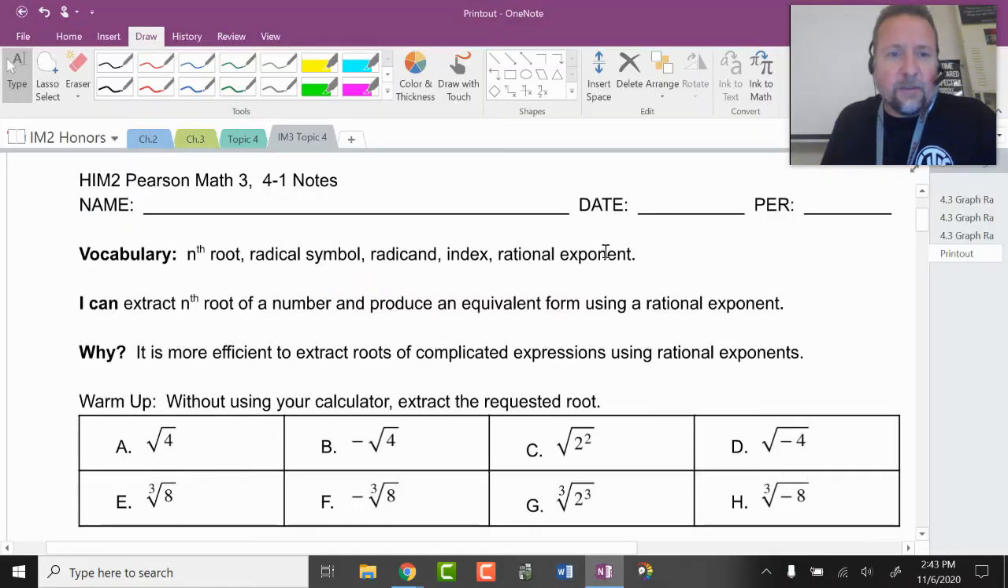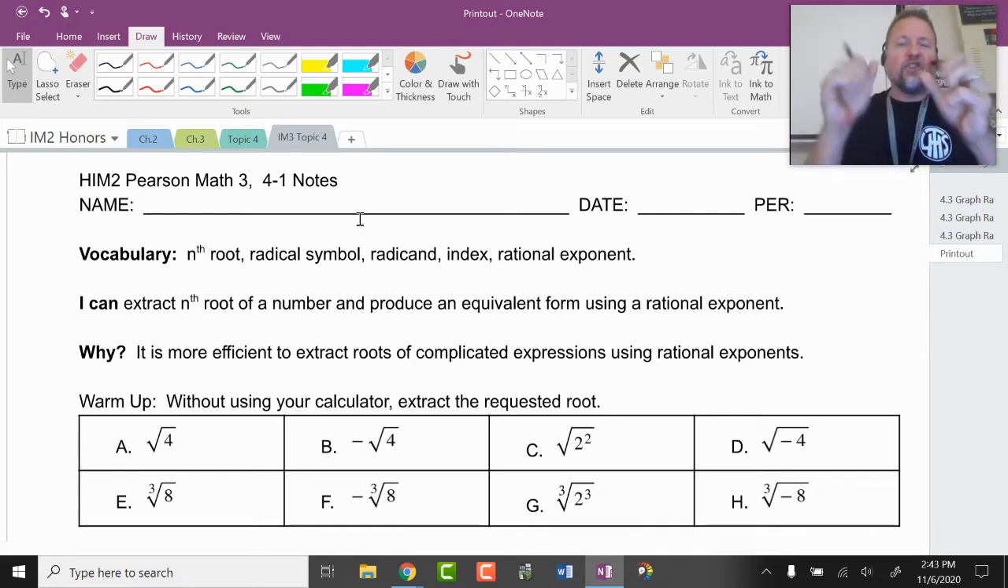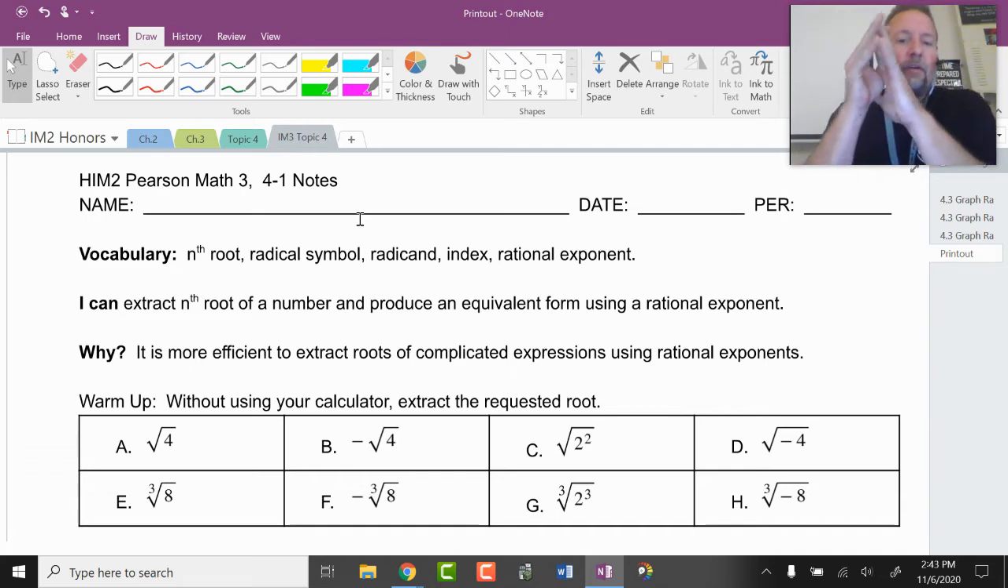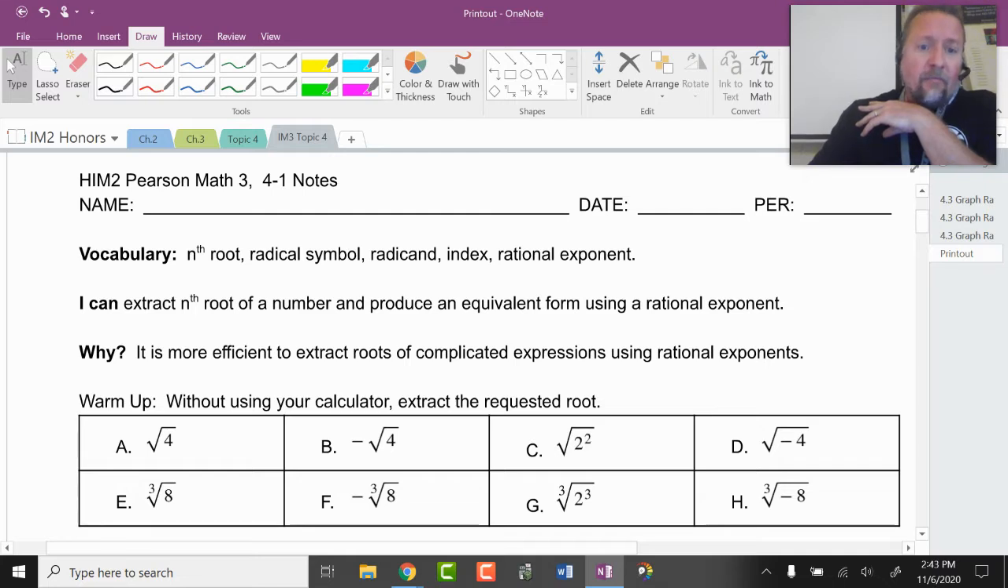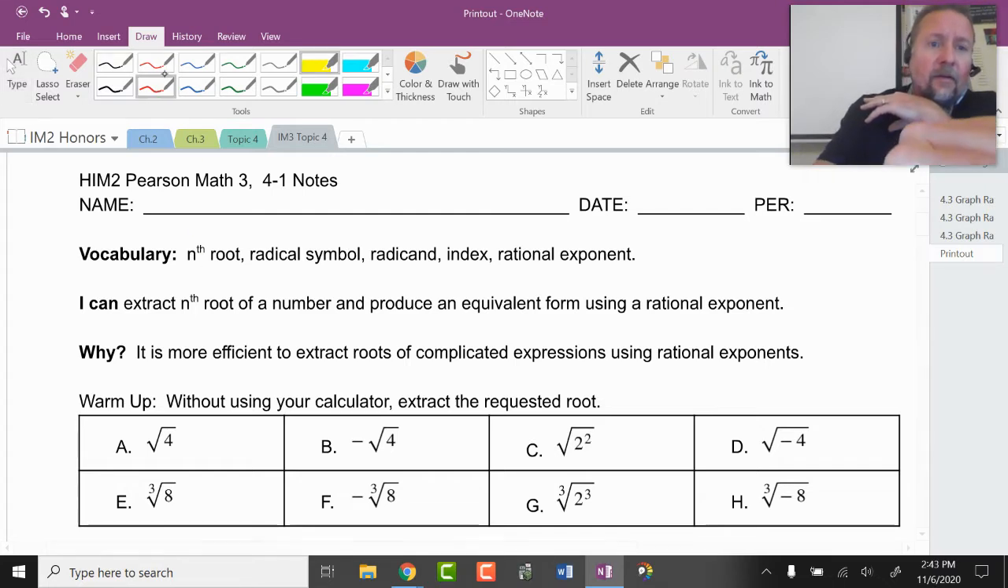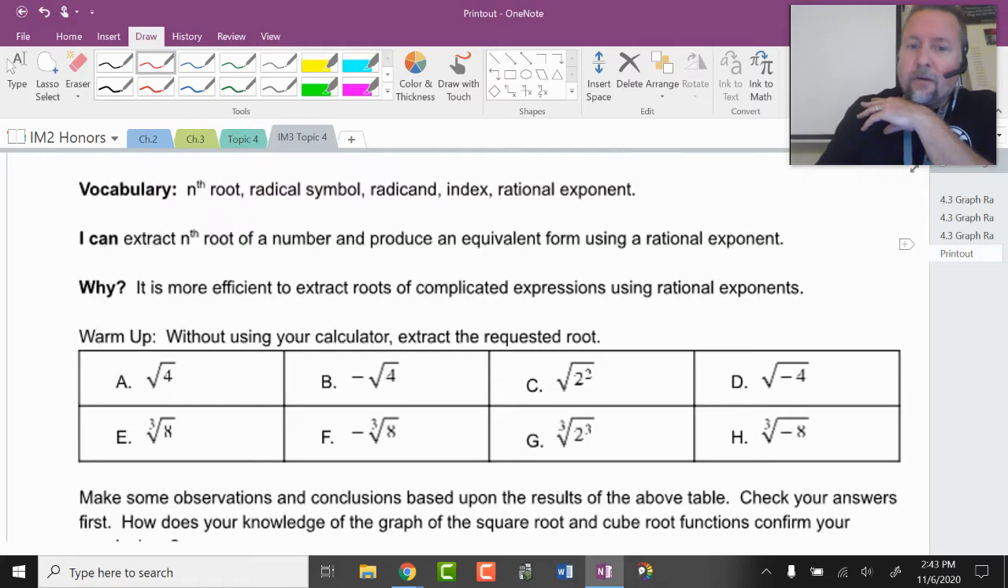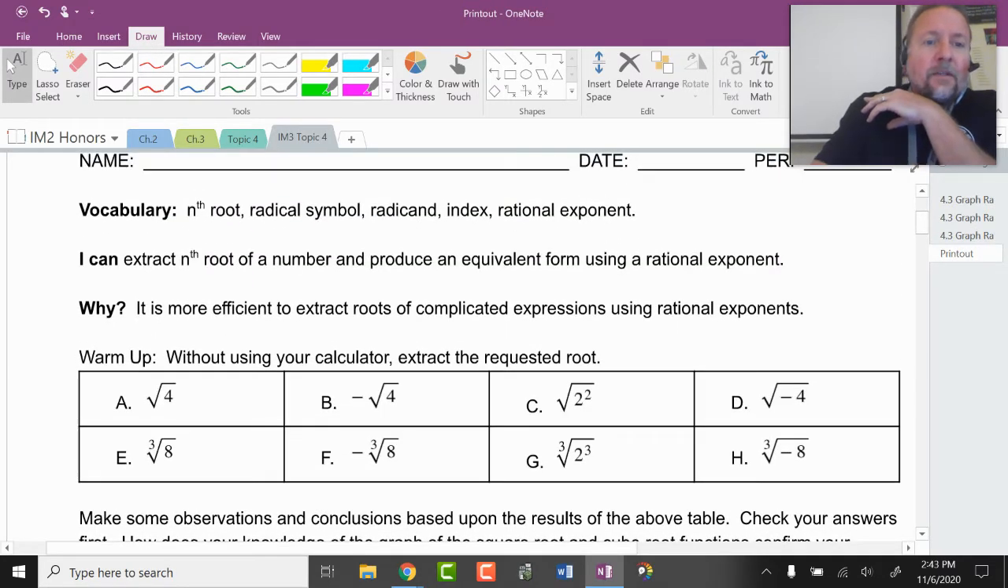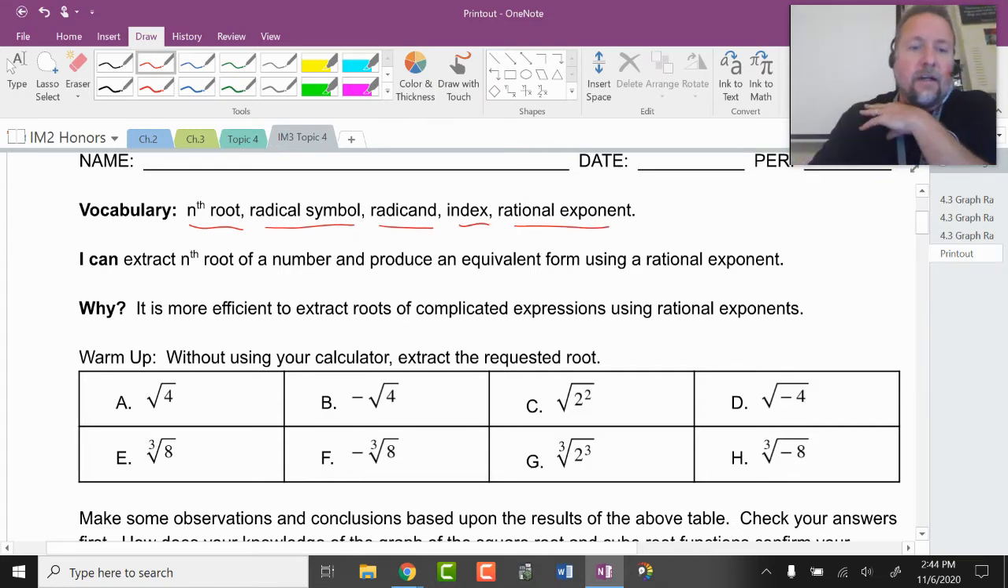And I am going to fly through this, and this is Mrs. Fasola's notes again. I'm going to highlight the best parts of it, not shortchange it or shorten it compared to a major explanation. We talked about this stuff in our notes Thursday and Friday. So vocabulary: nth root, radical symbol, radicand, index, rational exponent. These are all things that we are going to be talking about.